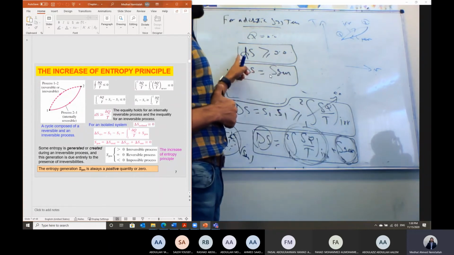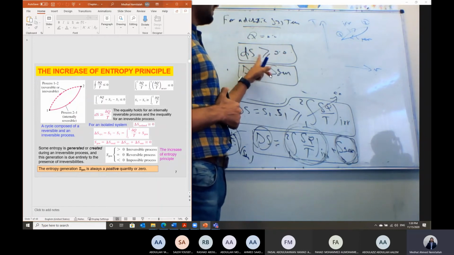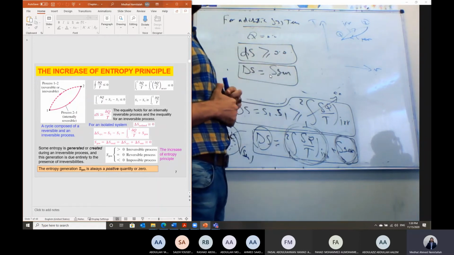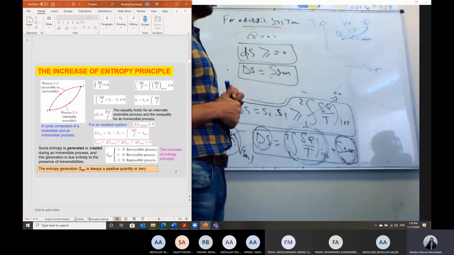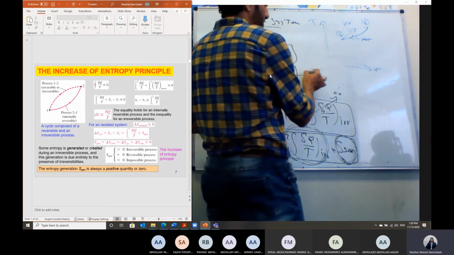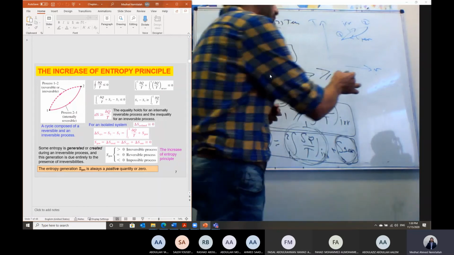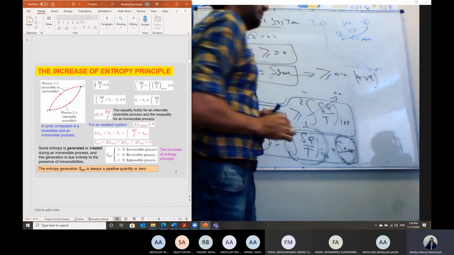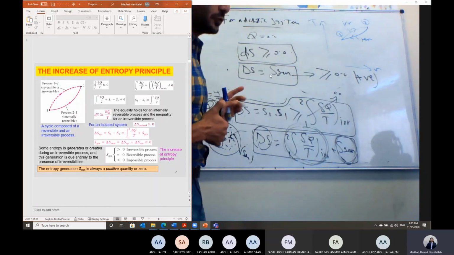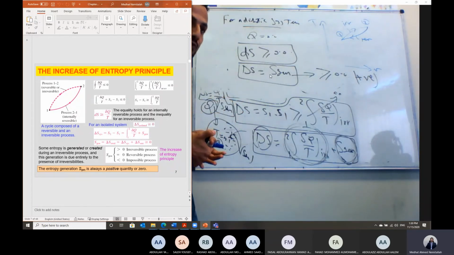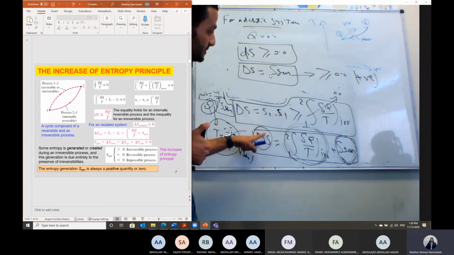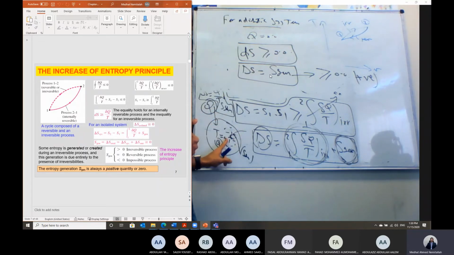Okay? And for the adiabatic system, delta S should be what? A positive value in this case. Since delta S is equal to entropy generation, that means this entropy generation should always be greater than or equal to 0. Or we can say this is always a positive value. Because for any actual process, we should have some kind of losses, and these losses will be consumed in the kinetic motion of the molecules, then some entropy will be generated in this case.